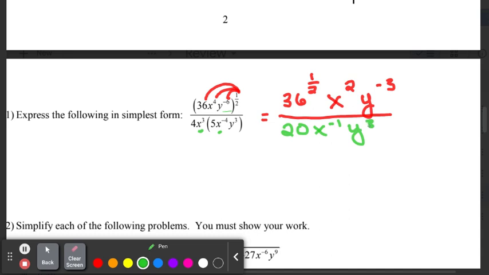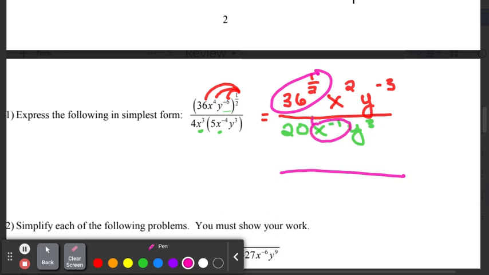So there's our first step. It's kind of killing me right now. I have 36 to the 1/2 because we know the square root of 36 is 6. But I'll take care of that in a second. I am going to rewrite this fraction. I'm going to take care of the square root of 36. And then I'm going to move my negative exponents to the opposite side of the fraction. That way they can become positive.